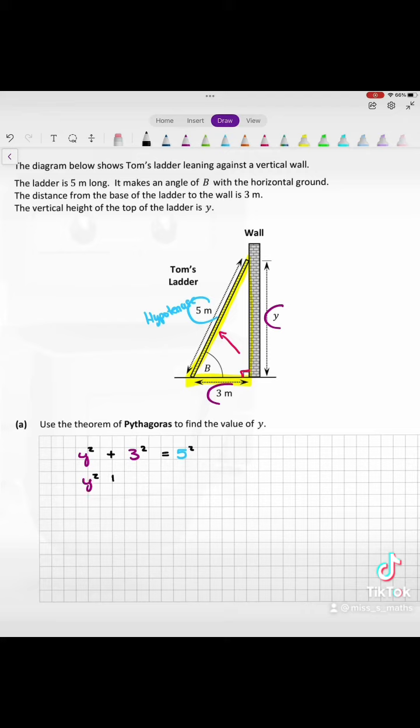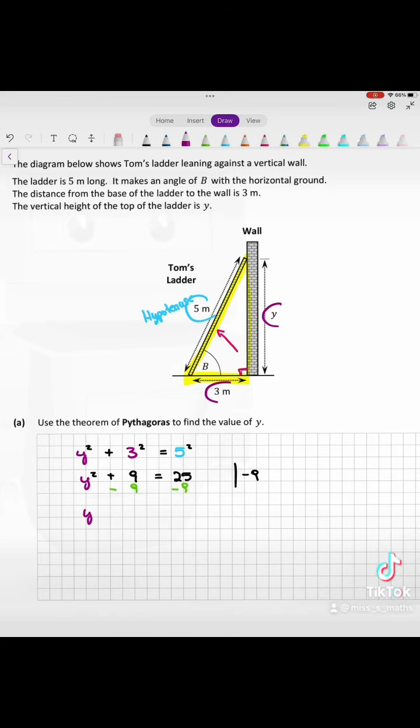And again, figure out what the values of your squares are first. A lot of students tend to forget those squares along the way, so just calculate them straight away. Move over the 9 by subtracting it on both sides, and then last step, get the square root of whatever number you have there, and the square root of 16 is simply 4, so our answer for y would be 4 meters.